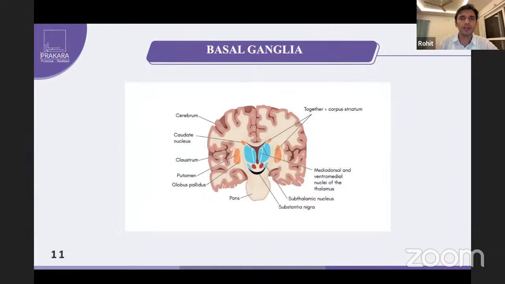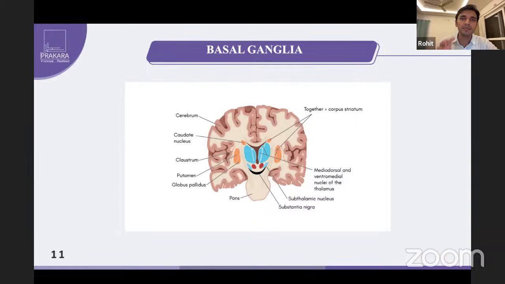So what are basal ganglia? Basically, you can consider them as a connection between the cortex and the brainstem. All the fibers that originate in the cortex have to reach the brainstem, and from there they go to the spinal cord and supply various muscles of the body. So these structures act as a conduit for those cortical fibers.